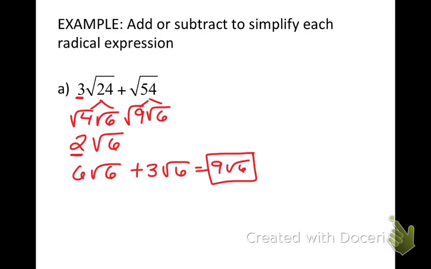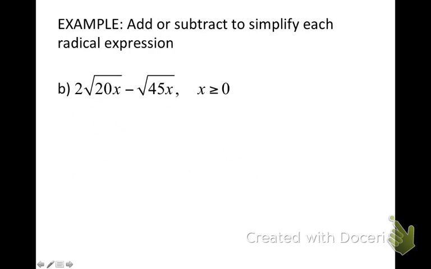Okay, so far so good? All right, number 2. We have 2 times the square root of 20x minus the square root of 45x. And the book's going to tag along this x is greater than or equal to 0, just so we know that I'm going to end up with a positive value underneath my even index. So that's just covering their bases of not needing to put an absolute value sign anywhere. So I do have a square root, so my indexes are the same.